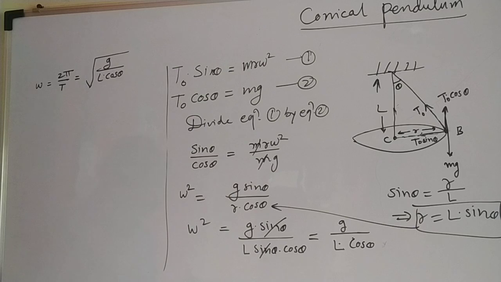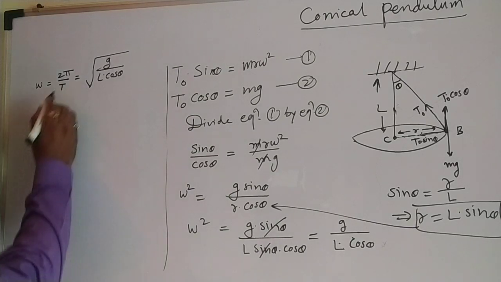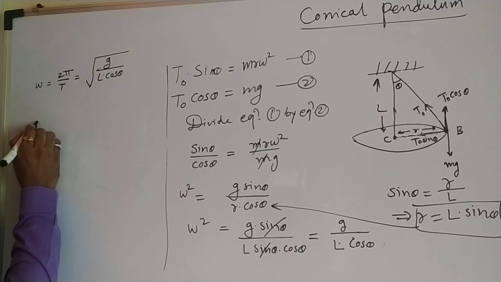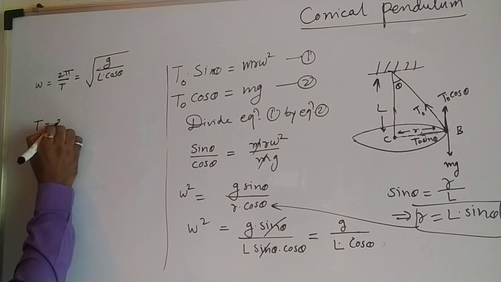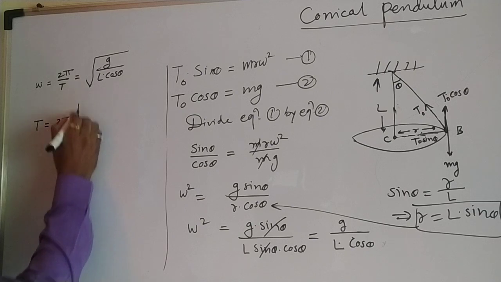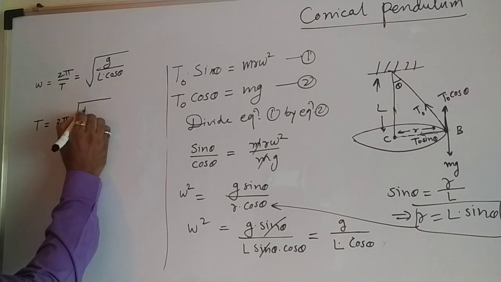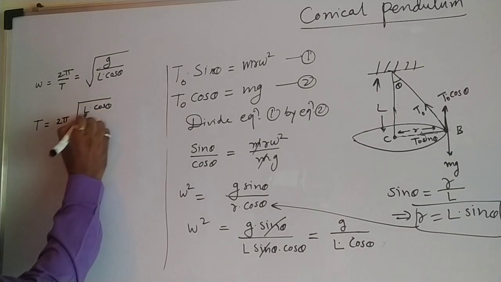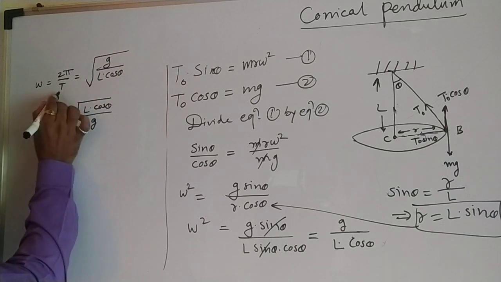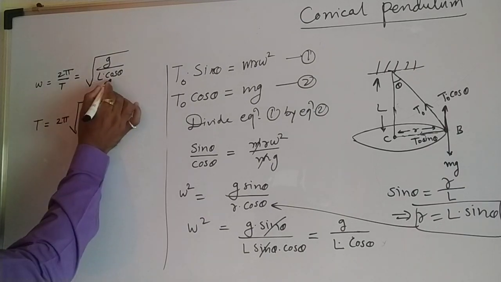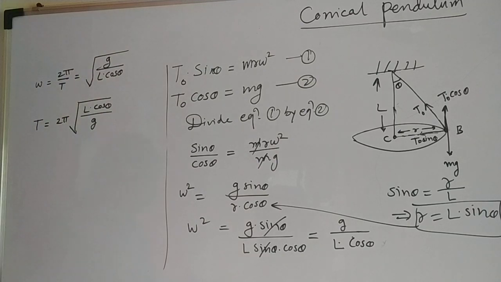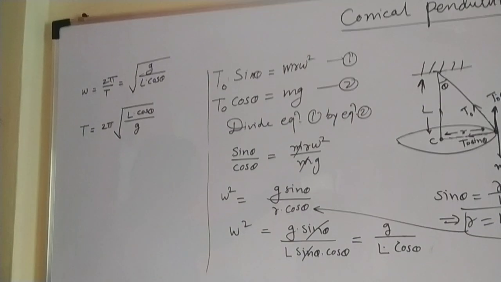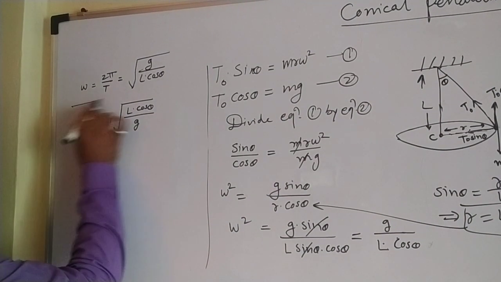Above the equation 1.7, that topic is. Now here we want to find out the value of T. Suppose we want to find out the value of time period. Move this T here, omega here. So T equals what? 2 pi square root of L cos theta divided by g, because omega comes in the denominator, 1 by omega, this goes upward, this goes downward. So we get T equal to 2 pi square root of L cos theta divided by g, and this is the equation for time period of conical pendulum.